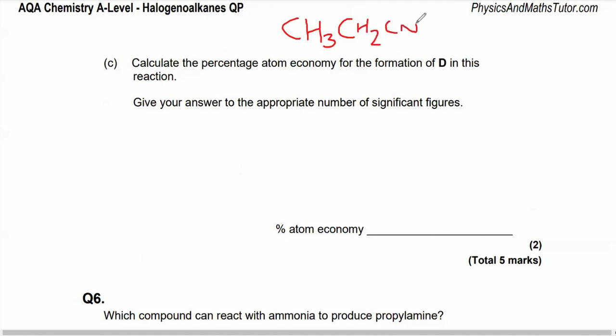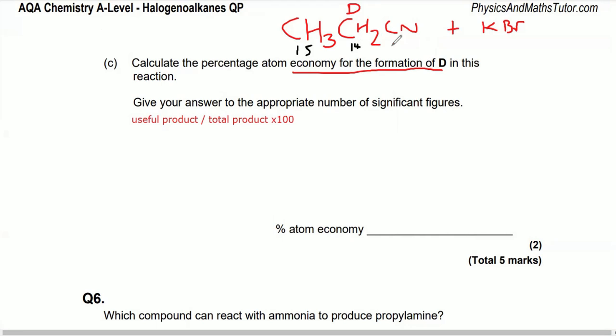So yeah, I'm going to do propane nitrile over propane nitrile plus KBr, essentially. These are the products. D is the one we're looking for the atom economy for. If we were looking at it for KBr, we'd do KBr over D and KBr added together. But we're not doing that. So we're doing useful product D over the total product. So we're going to do CH3, CH2, CN divided by CH3, CH2, CN plus KBr. Essentially, that's all you've got to do.